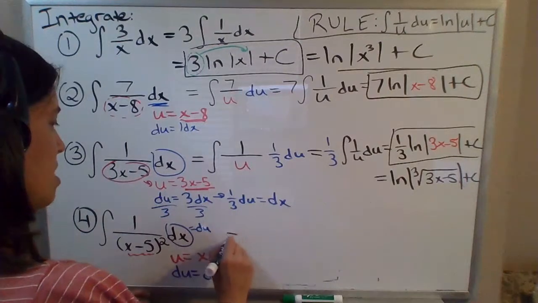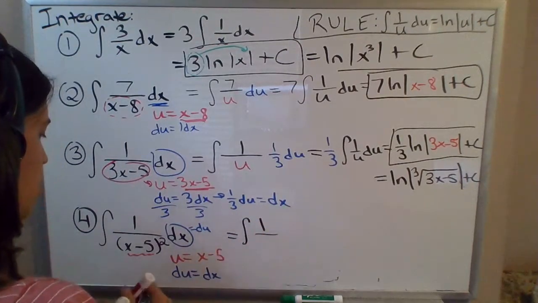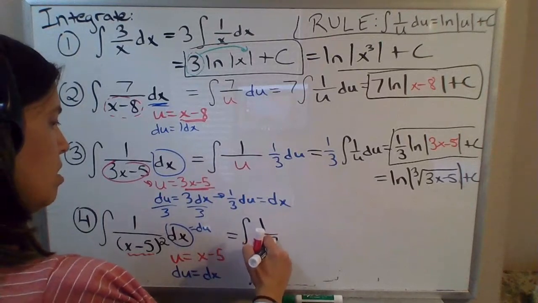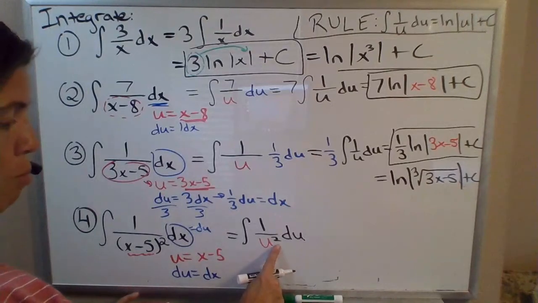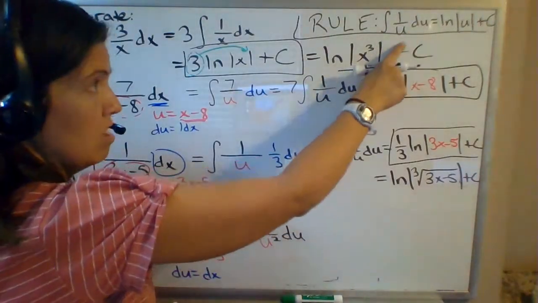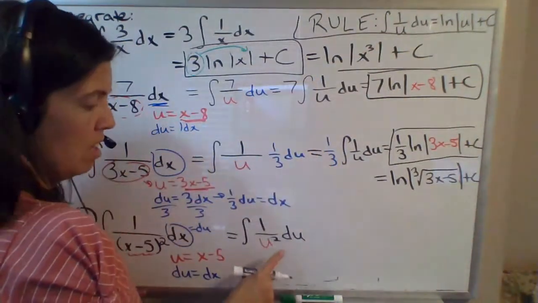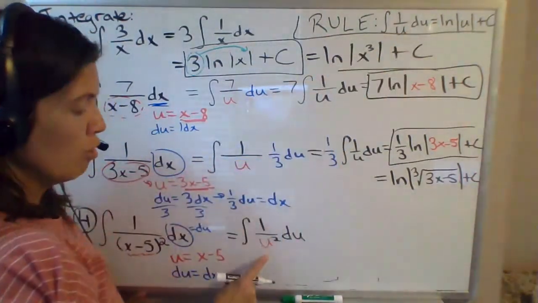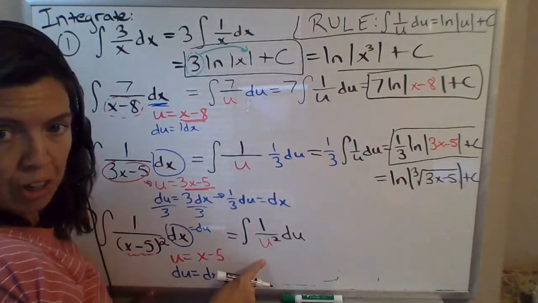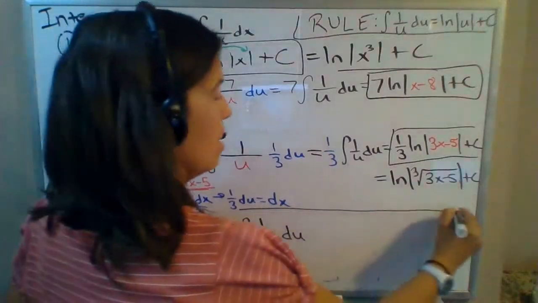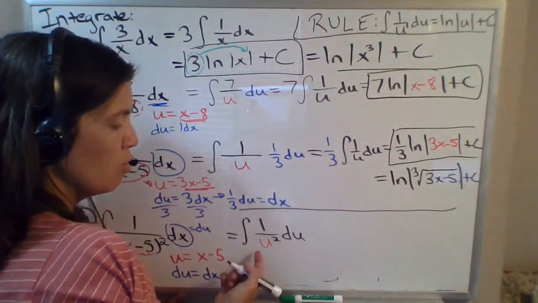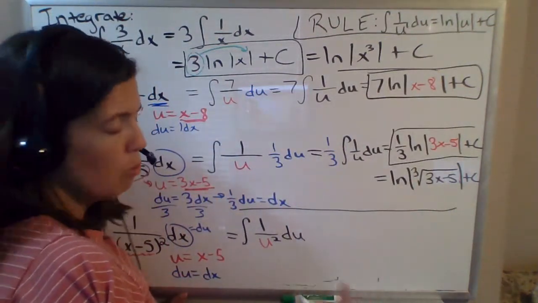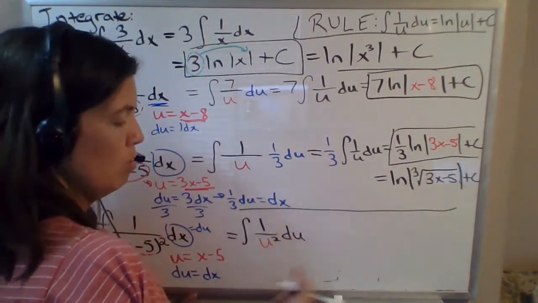And this becomes the integral of 1/u squared times du. Now, noticing the squared here is really important. So this is not 1/u times du. This is not an integral of this form this time. If you have something other than 1/u to the first, so like in this case 1/u squared, you should find the antiderivative using the power rule. This rule only applies when it's 1/u to the first power. So if you have 1 over square root of u, which is u to the 1/2, or 1/u squared, or 1/u cubed, you should just use the power rule to integrate that.